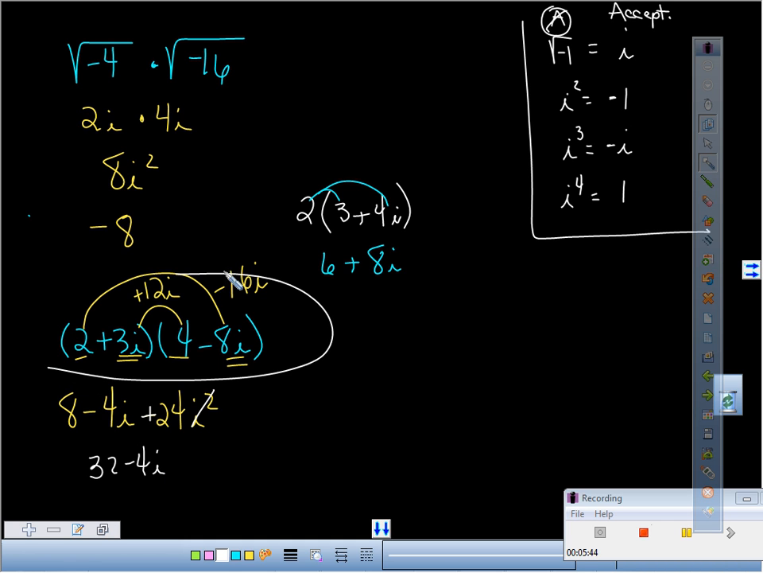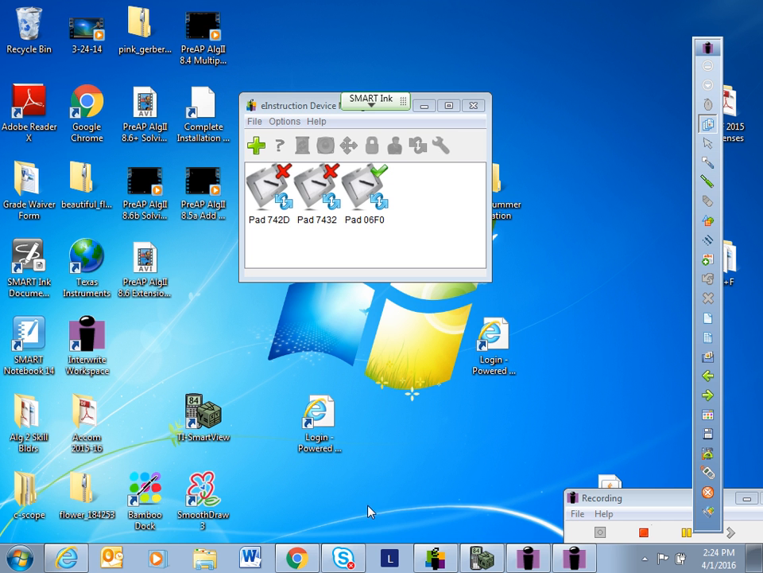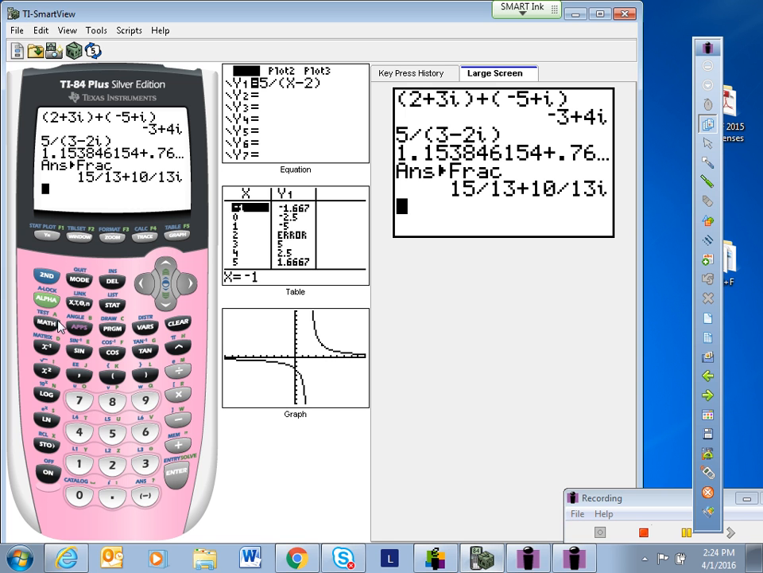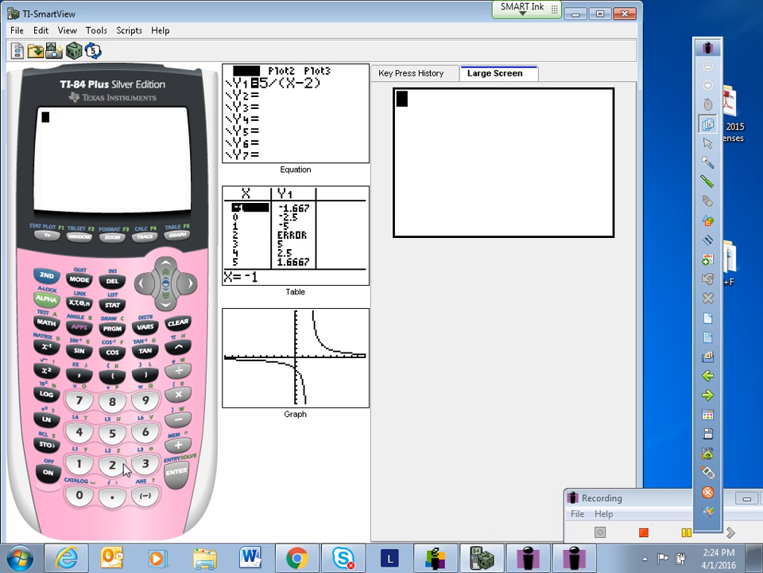Can I do this on a calculator? Yeah. So you need to know how to do that, okay? So if you get a calculator, 2 plus 3i times 4 minus 8i, then you can put it in your calculator. So this is what it would look like. Here's where the i is, above the decimal point. So it would be 2 plus, oh, I need to put it in parentheses, sorry.